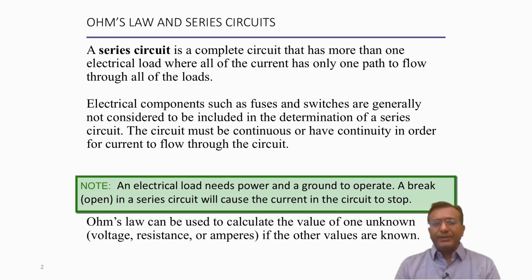A series circuit is one where there is only a single path for current to flow through multiple electrical loads. For instance, consider a string of old-fashioned Christmas lights. If one bulb goes out or gets damaged, the entire string stops working. That is because there is a single path for the current to flow, and any break stops the current flow in the circuit.